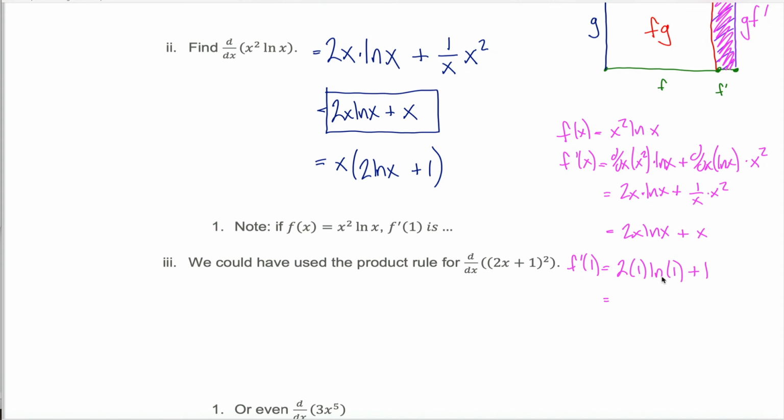You may or may not remember that the natural log of 1 is defined to be equal to 0, because the natural log of 1 is asking you the question, what power do you have to raise e up to make it equal to 1? And e to the 0 power is 1, because any number to the 0 power is 1 other than 0. So the natural log of 1 is just 0. I get 2 times 1 times 0, or just 0, plus 1. F prime of 1 would be equal to 1.